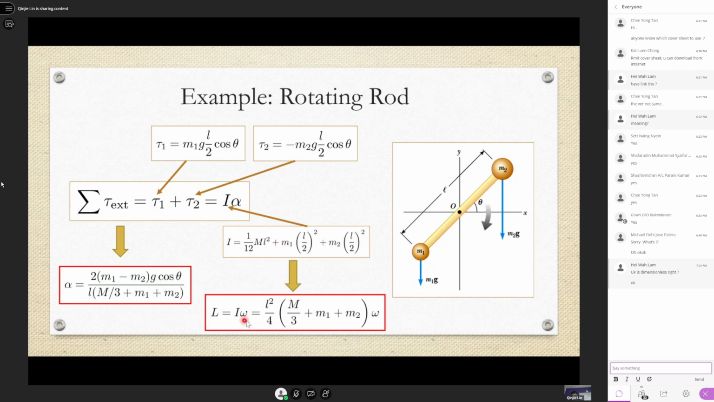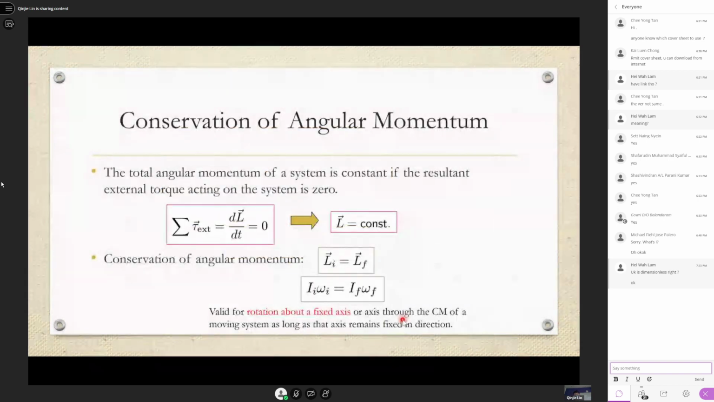Then how do we find the angular momentum? Angular momentum is your I times omega. So you just take this I and multiply by your omega. Okay, so that is angular momentum.